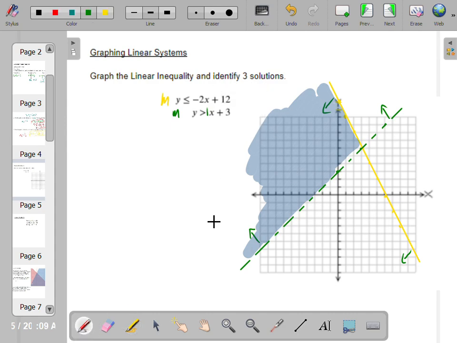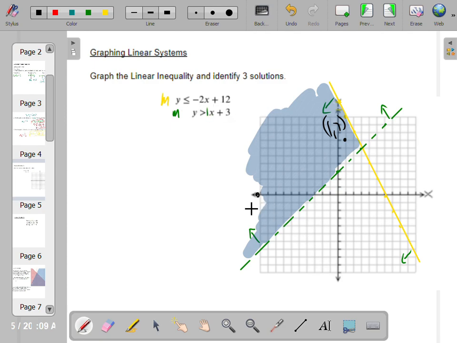So if it says identify 3 solutions, you just need to give me 3 ordered pairs that are in the shaded region. So I like to be a little fancy here. Let's pick one right there. So that's (1, 7). (1, 7) is a solution. If I plug in (1, 7), it will make a true statement.